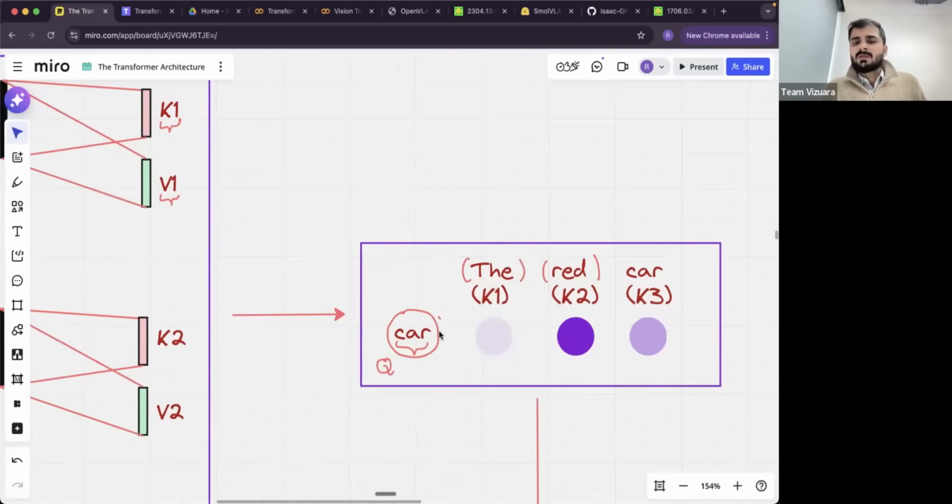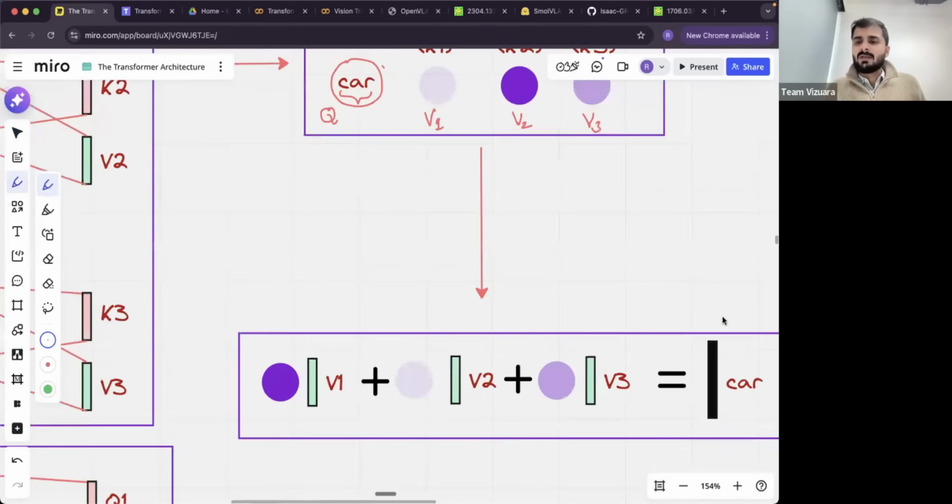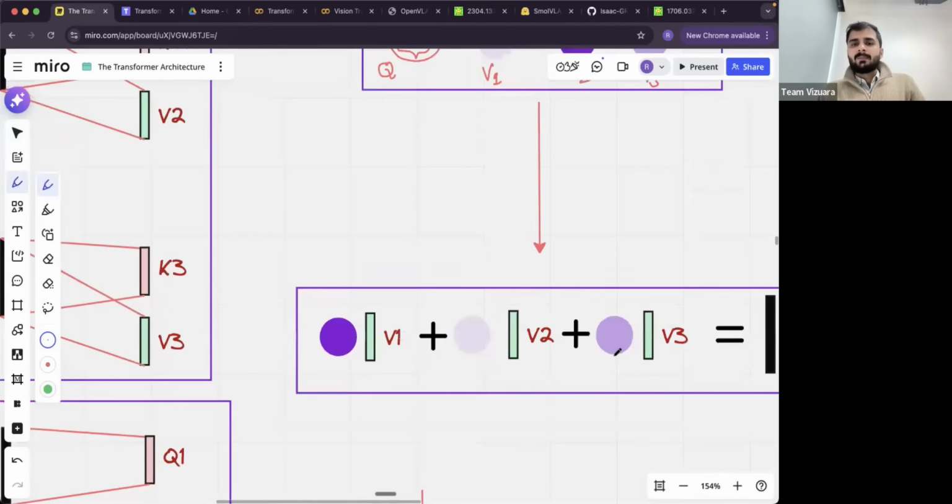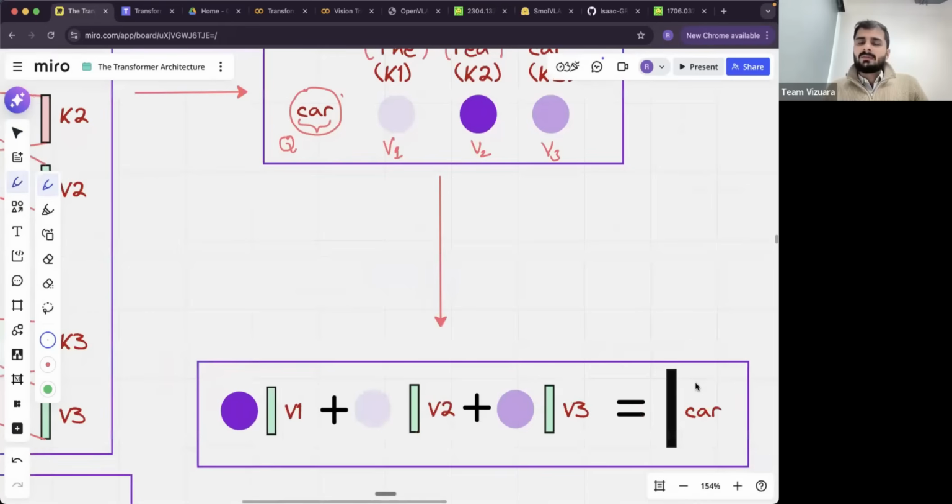How do I now create a context vector for this based on the attention scores? We use the exact same thing we did before. We take this, we multiply this by V1. We take this, we multiply this by V2. We take this, we multiply this by V3, and then we add them up together, which is exactly what is done here. And finally, you get the context vector for the token car. Now for this token car, again, the dimension is exactly the same. It's a three-dimensional vector.